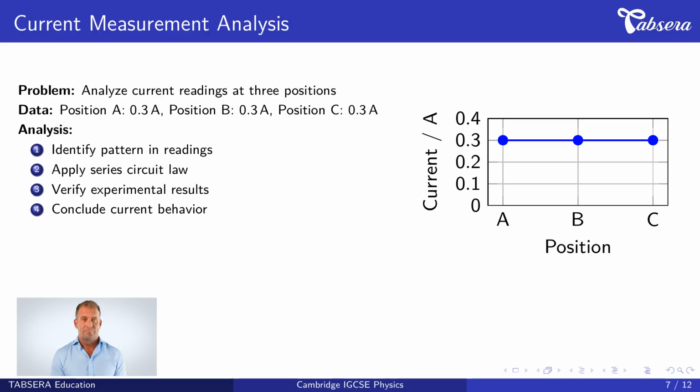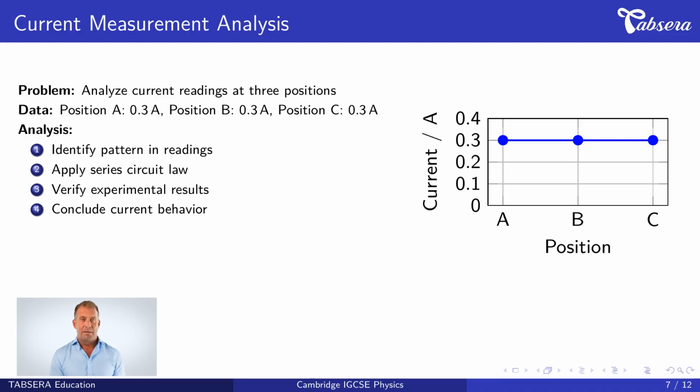Example 2 analyzes current measurements at multiple positions. The problem is, analyze current readings at 3 different positions in a series circuit. The data shows position A reads 0.3 amperes, position B reads 0.3 amperes, position C reads 0.3 amperes.